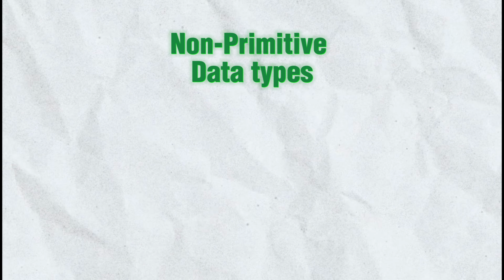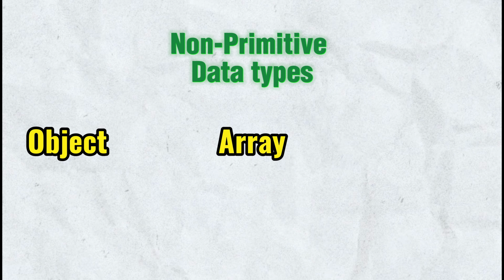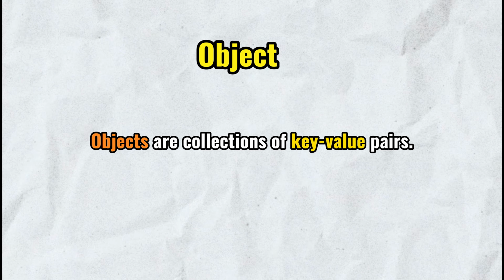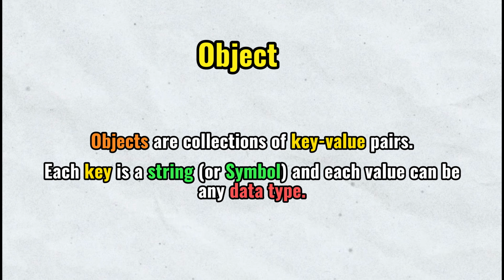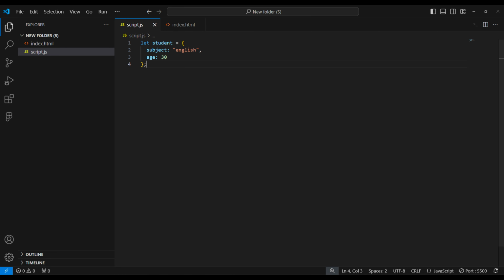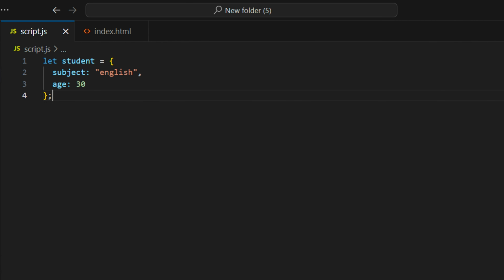Next, non-primitive data types. Object, array, and function are three main non-primitive data types. Objects are collections of key-value pairs. Each key is a string or symbol, and each value can be any data type. This is an example of object with key and value. Here, subject and age are keys, and English and 20 are values.